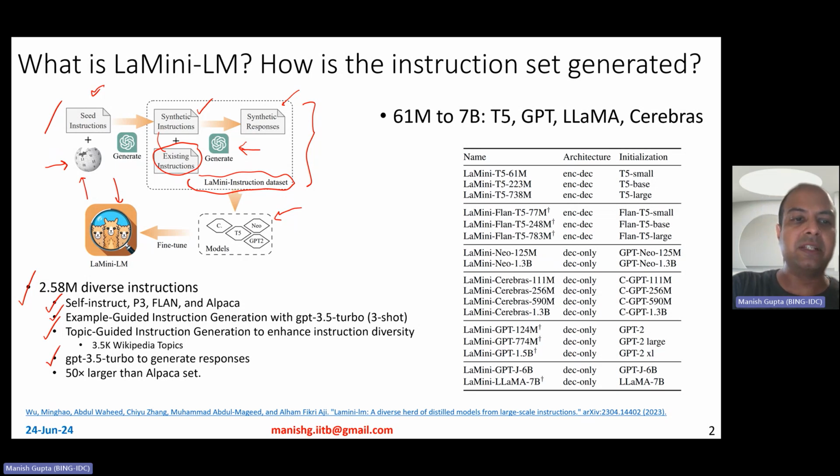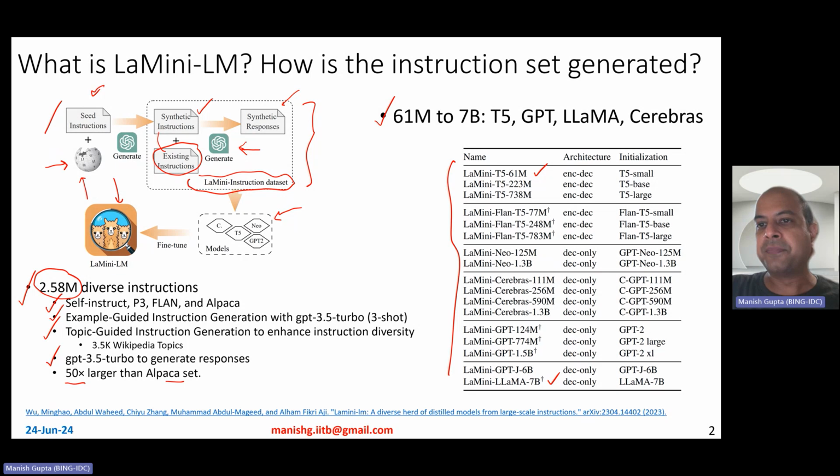Now, if you think about it, this 2.58 million dataset is 50 times larger compared to the Alpaca set itself. Okay. Now, using this, they train a variety of models as you see them here. So all of these are Lamini models that have been trained using this Lamini instruction dataset, 61 million to 7 billion in size. So the smallest ones, like the T5 one, is 61 million parameters in size, while Llama 7 billion is, of course, 7 billion in size.